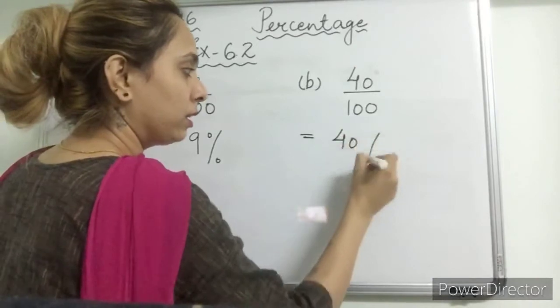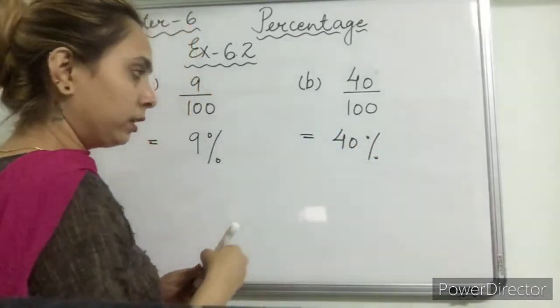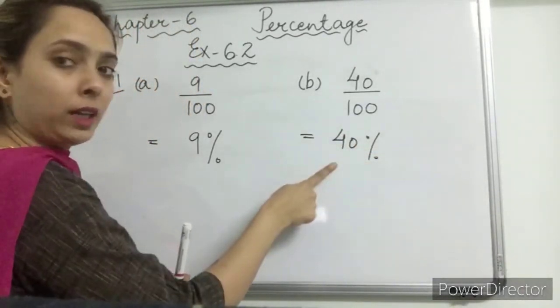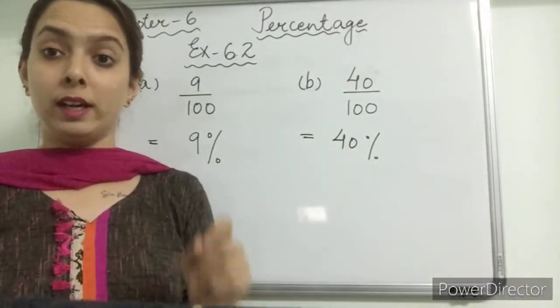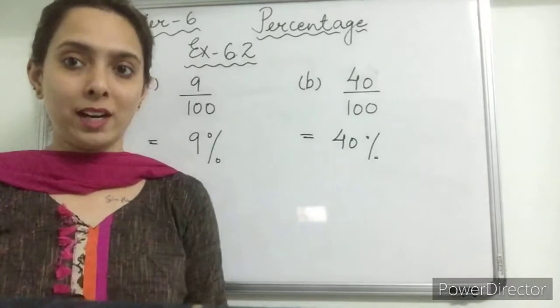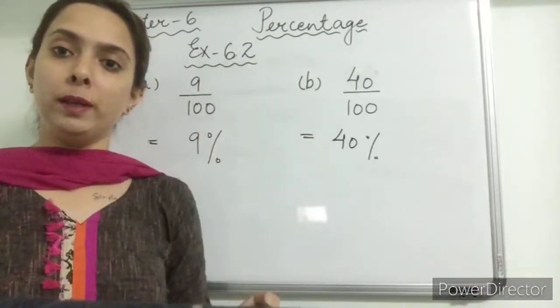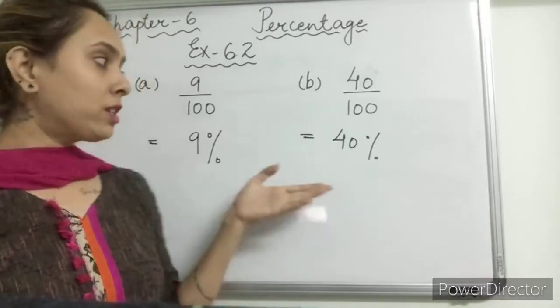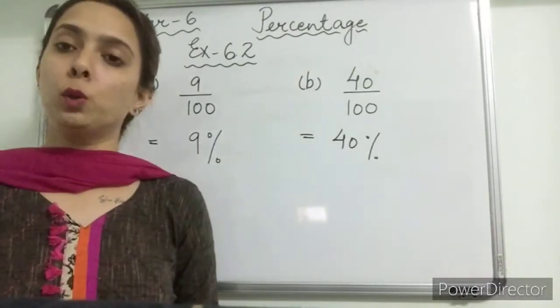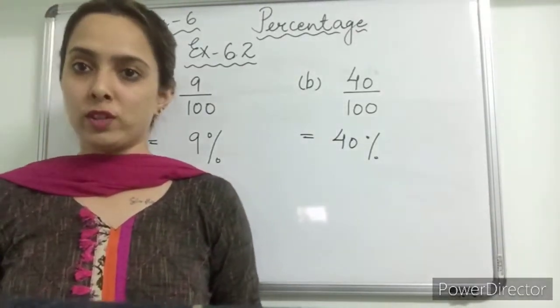This is the fractional form of 40%. Whatever number is given to you in the numerator, if it has denominator 100, that numerator will be copied and the sign of percentage will come along with it. So this is question number 1. This question you will do in the book. Let's go for question number 2.